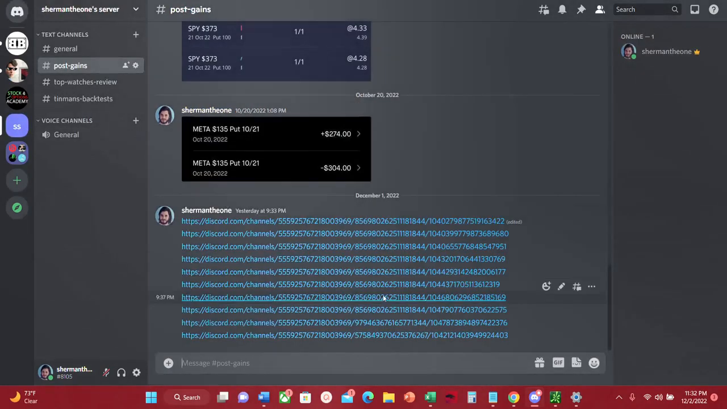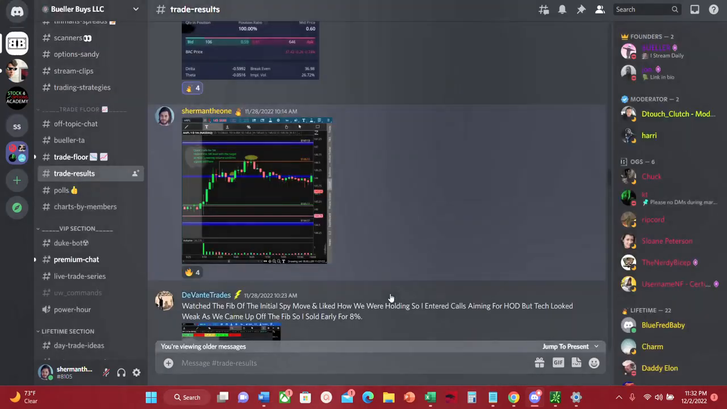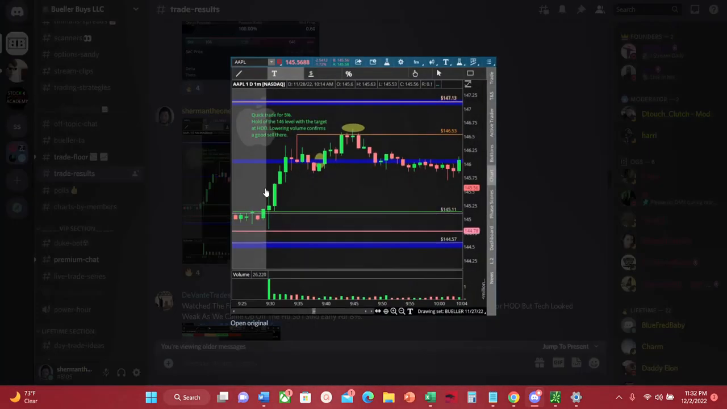Anyway, let me go back to this one. I think this is the same one. No. Quick trade for 5%. This was not as much as I wanted, but an easy trade. Super easy. Hold of the 146 level with the target at the high of day. Lowering volume confirms a good sell there.